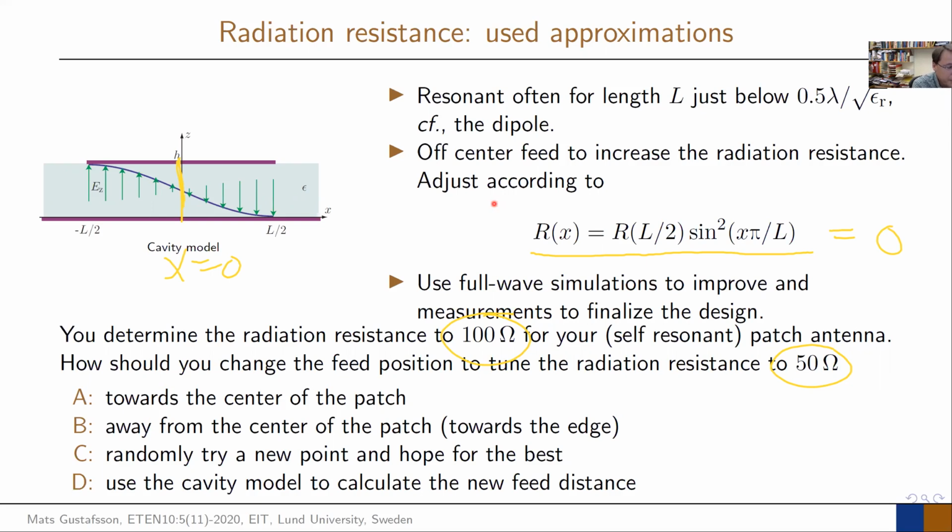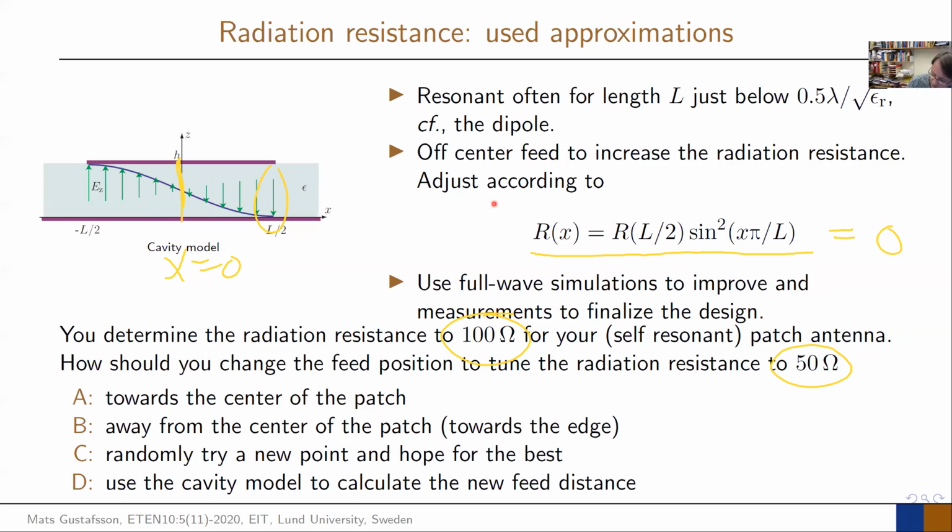So not a good idea to move it in the center, but you should move it towards the center because you should make it lower. If you move it towards the edge, you make it higher. So think about this here. The electric field is of course stronger at the edge. So radiation resistance increases when you go to the edge.